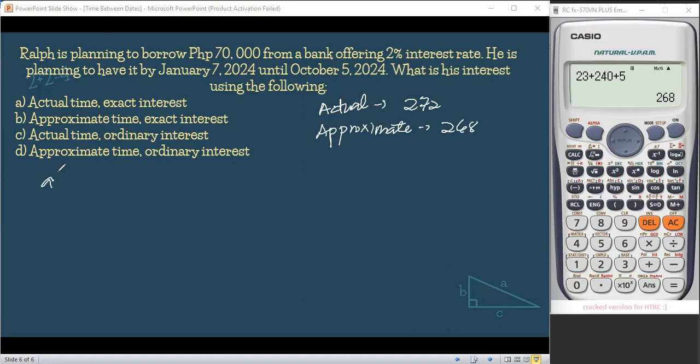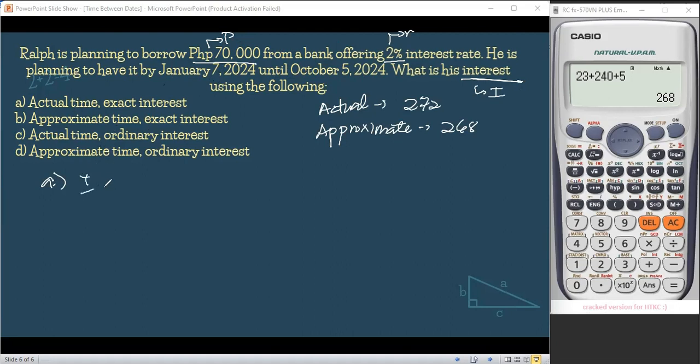Now, my dear students, for letter A, Ralph is planning to borrow 70,000 from a bank. This is the principal. 2%, that is the rate. And he is planning to have it from January 7 until October 5. What is his interest? So interest po yung hinahanap, with the use of these times.